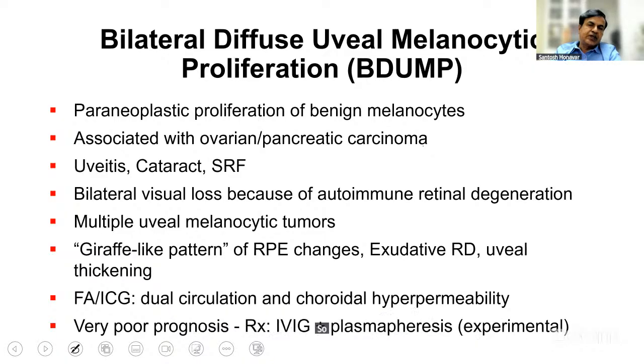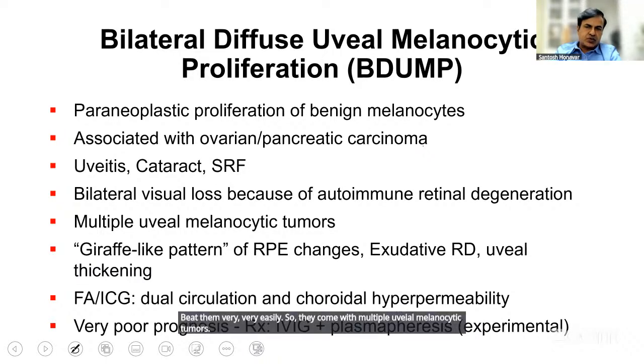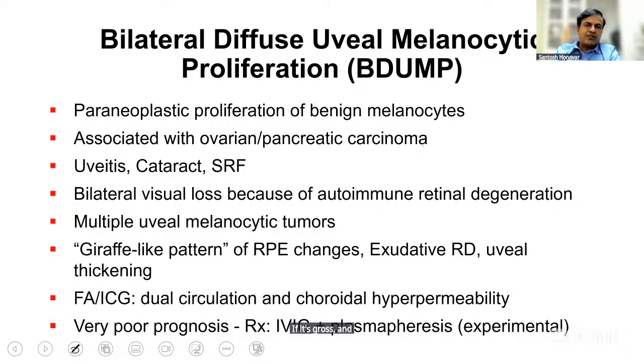So initially, BDUMP may be very subtle and may not be seen clearly on fundus evaluation. So you have to do AF. Autofluorescence actually picks up BDUMP very, very easily. So they come with multiple uveal melanocytic tumors if it's gross, and giraffe-like RPE changes, exudative RD, uveal thickening, and on FA and ICG, you find dual circulation and choroidal hyperpermeability. They have very poor prognosis.